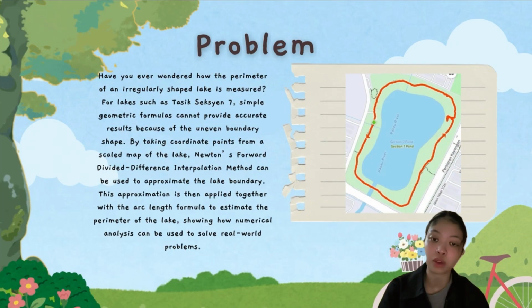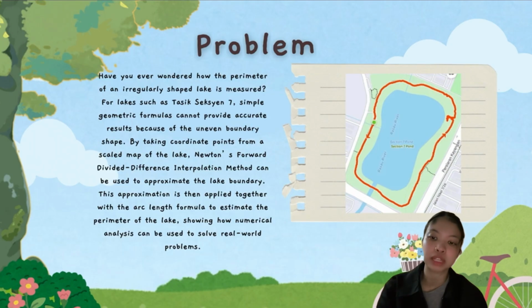Have you ever wondered how the actual perimeter of an irregularly shaped lake is measured? Take Tasik Section 7 as our case study. Because the lake boundary curves unpredictably, simple geometric formulas like those for circles or ellipses cannot provide accurate results. So how do we solve this?